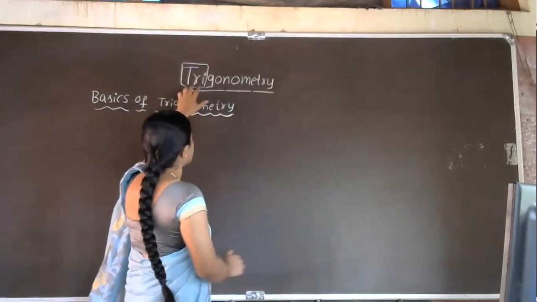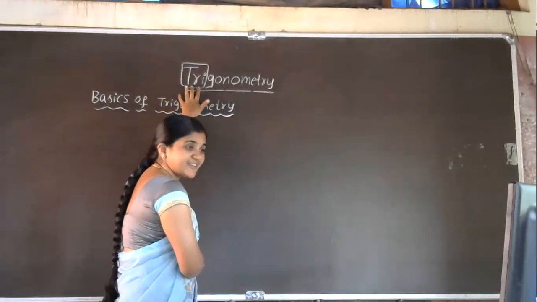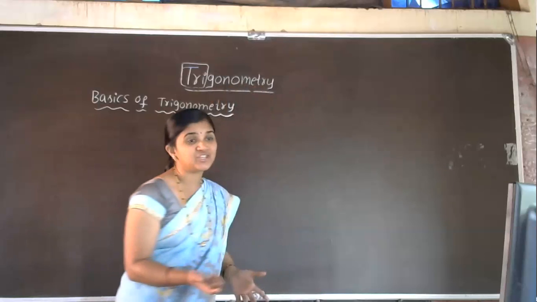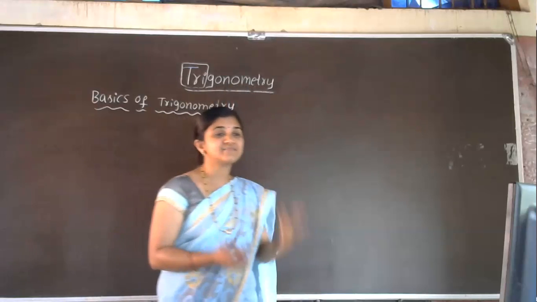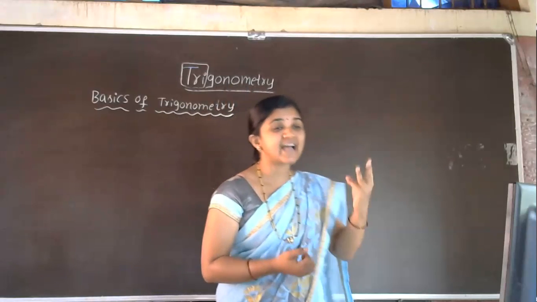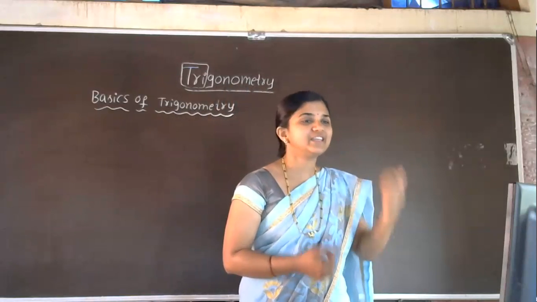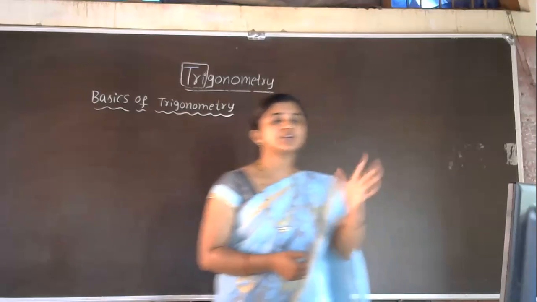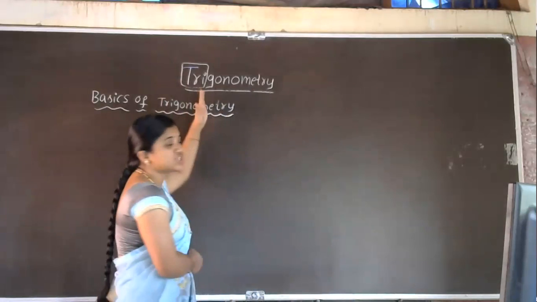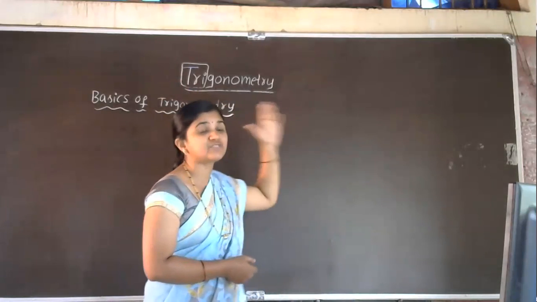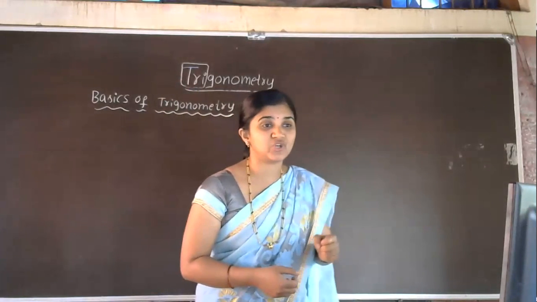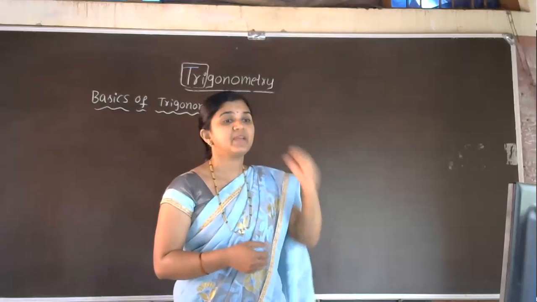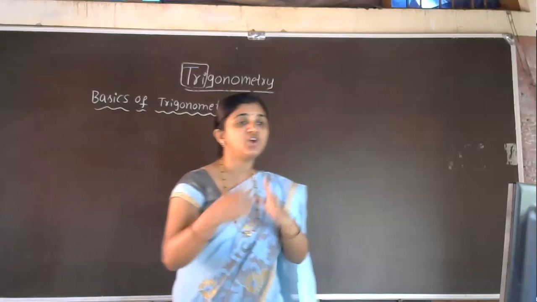So here you just observe. Try in the sense of three, gon in the sense of sides, metry in the sense of measurement. Three sides measurement. Three sides in the sense of which figure? It is related to the triangle. Trigonometry is a branch of mathematics which deals with the measurement of the three sides.